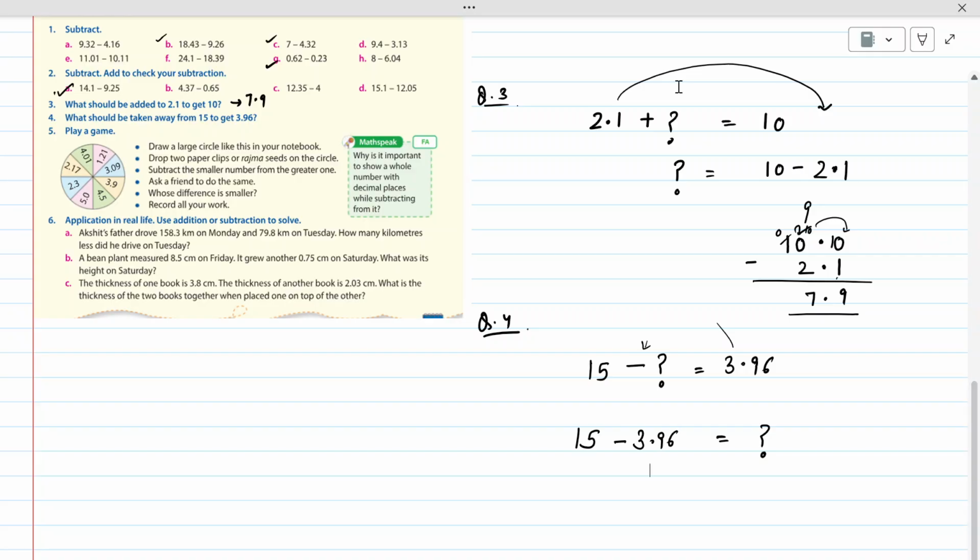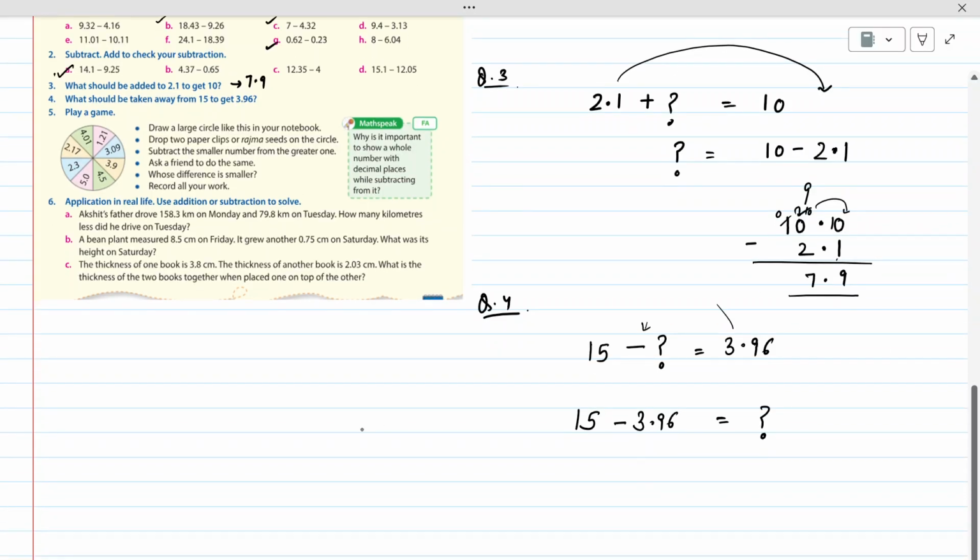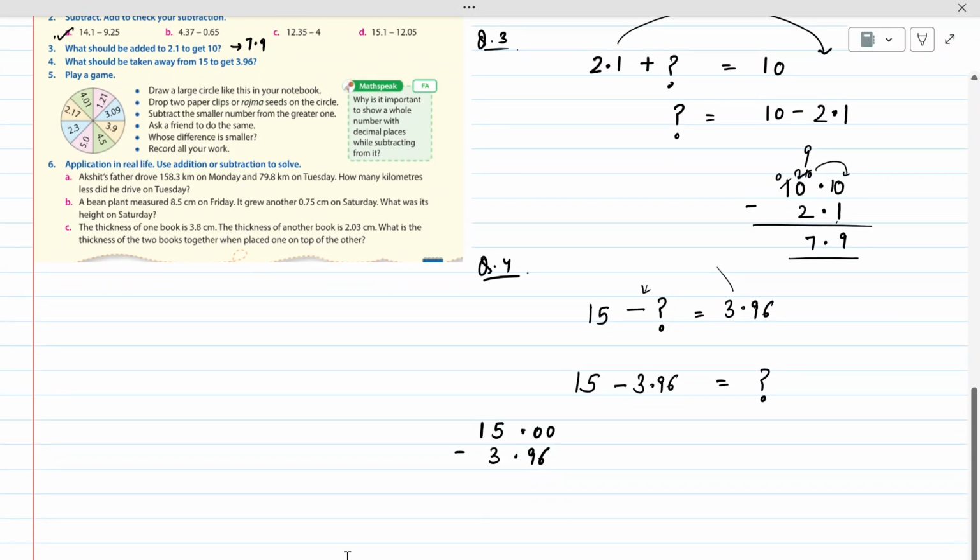And now what we have to do, we just have to do the simple subtraction here. So 15 minus 3.96, we will add two zeros here so that both the numbers are like decimals now. Now we do not have anything here. We will borrow from 5. This will become 4. Here it will become 10. Here it will become 10.